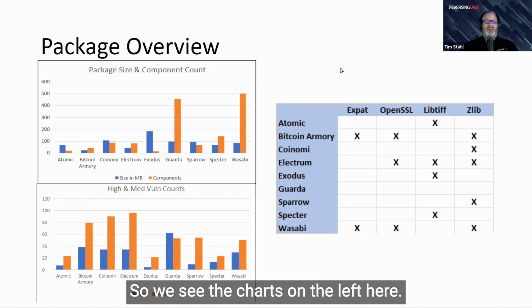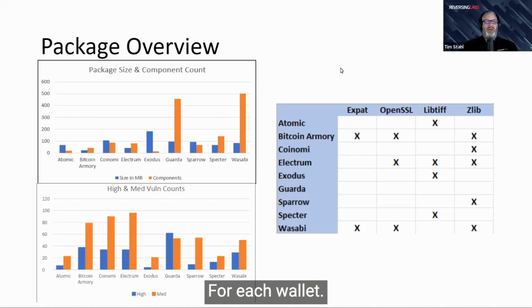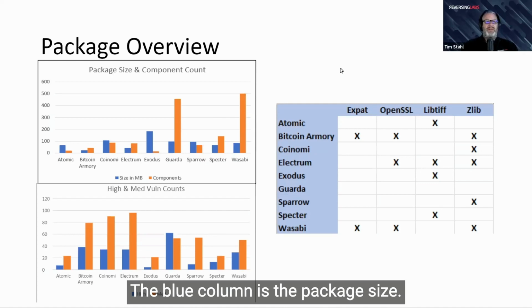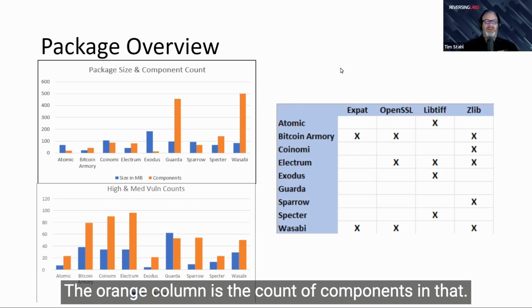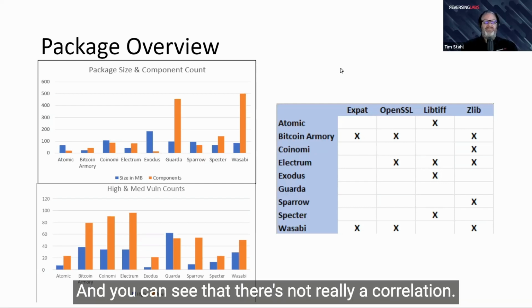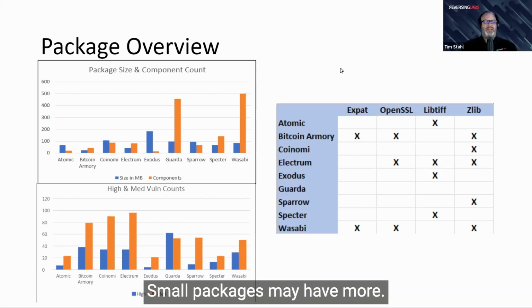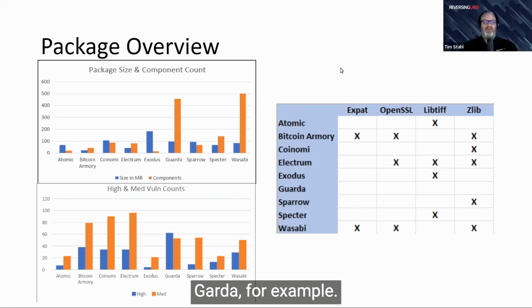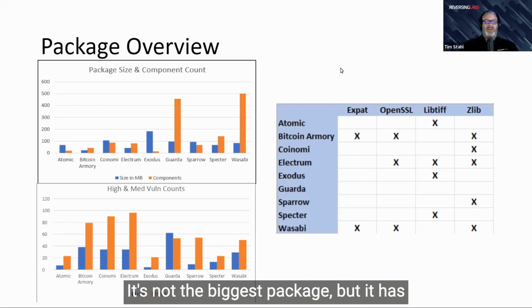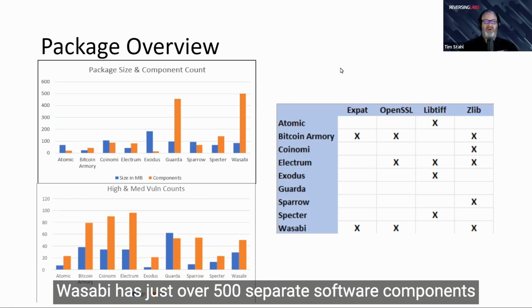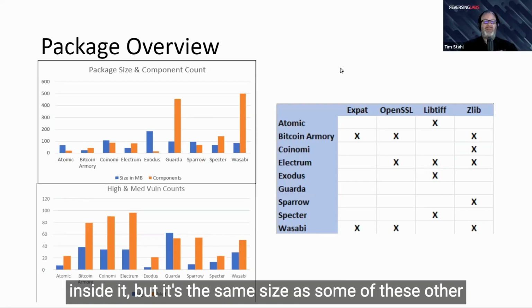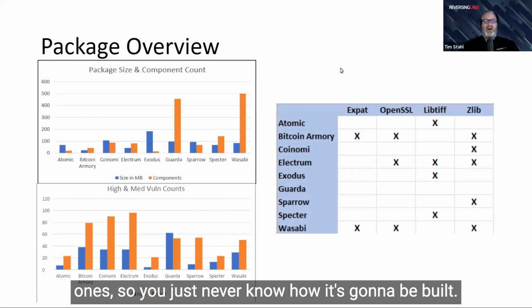So if we see the charts on the left here, for each wallet, the blue column is the package size. The orange column is the count of components in that. And you can see that there's not really a correlation. Small packages may have more. Garda, for example, is not the biggest package, but it has one of the biggest counts of components. Same with Wasabi. Wasabi has just over 500 separate software components inside it, but it's the same size as some of these other ones. So you just never know how it's going to be built.